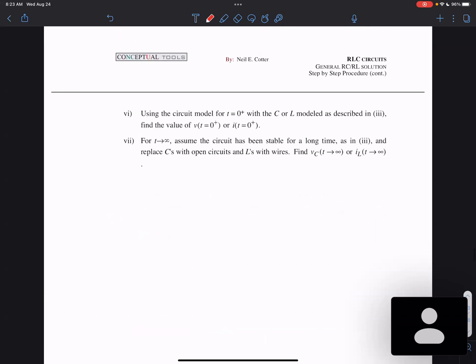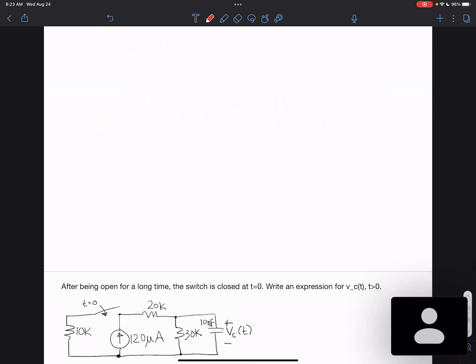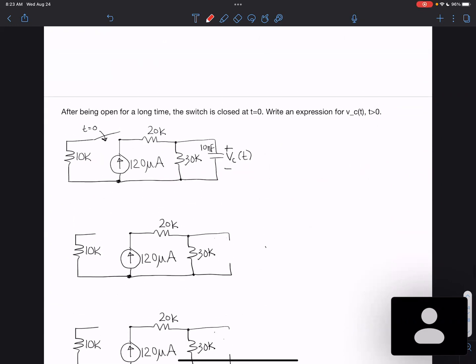And then at a final value, so this is going to be final, you're going to do, again, the circuit has become stable again, so it's either open or a wire for the inductor. And we're going to analyze those circuits. So each time you're going to redraw the circuit for these different configurations. So let's look at an example.